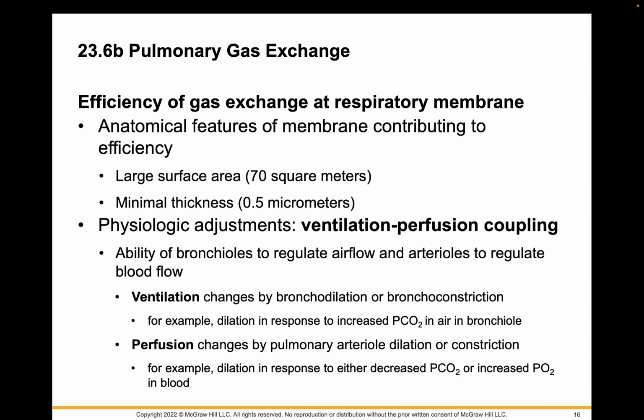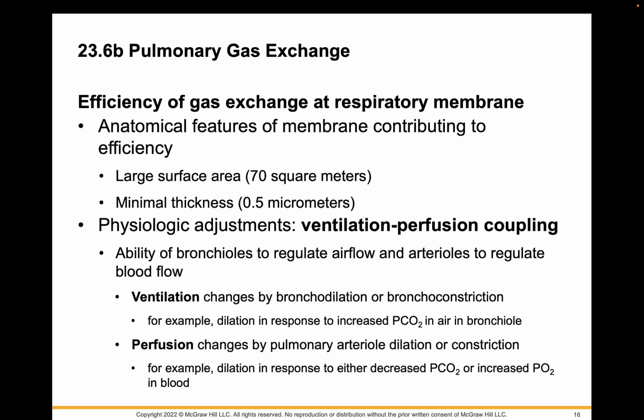Now, when we're looking at things that contribute to gas exchange, especially at the respiratory membrane, there are a couple of things to keep in mind. Some are going to be anatomical features, and some are going to be physiological features. The anatomical features consist of a large surface area for gas exchange, approximately 70 square meters, and the other thing that is facilitating exchange of gases is the minimal thickness of the respiratory membrane, and it's only about half a micrometer. Now, when we look at physiological adjustments, this is known as ventilation-perfusion coupling.